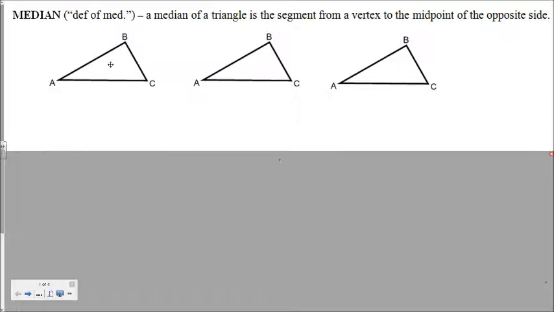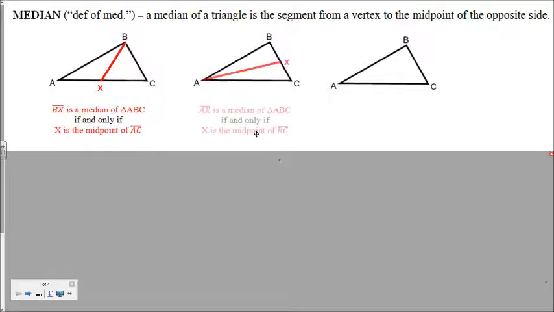So an example of that would be segment BX. Now, if BX is the median of the triangle, that means that X, the point where it intersects the opposite side, will be the midpoint of that side. Now, because there are three vertices in each triangle, we can draw three separate medians. But in all three cases, the point at which the median intersects the opposite side would have to be the midpoint. So let's see how we can use that in a geometric proof.